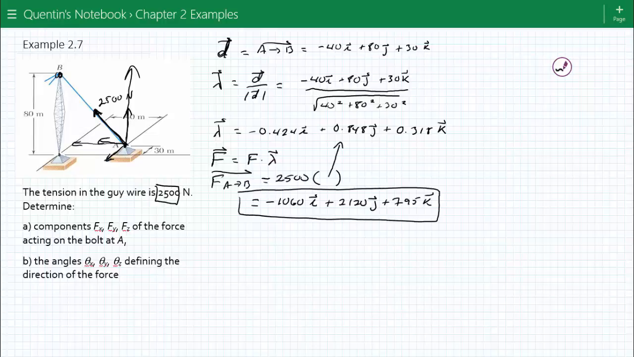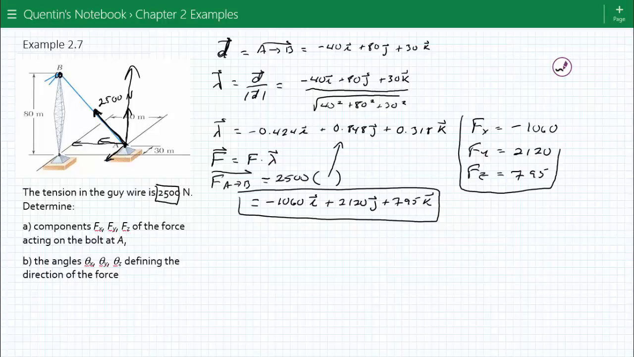Now, having said that, that's not exactly what they asked for. They asked for Fx, Fy, and Fz. So let's be clear here. Fx is equal to minus 1060, Fy is equal to 2120, and Fz is equal to 795. But here in vector form, this is what I would generally expect answers in. So that gives us our Fx, Fy, Fz. Now we're not done. Well, we're done with part A, right?